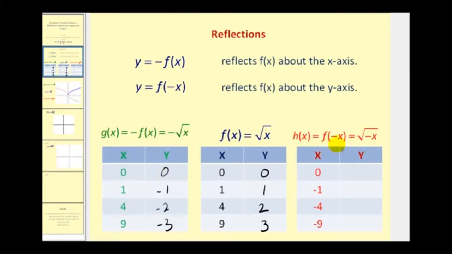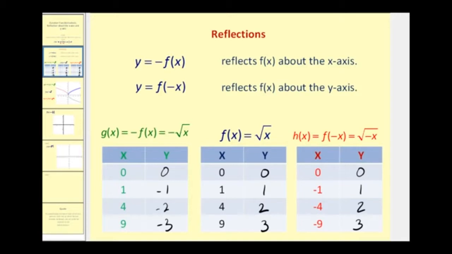Now if we let h of x equals f of negative x, this would equal the square root of negative x. Remember, this radicand must be greater than or equal to 0 to take the square root of it. So if we change the sign of the x coordinates, so if we change the sign of our input x, it would make our radicand either positive or 0. So we'd have 0, 1, 2, and 3. So since we changed the sign of the x coordinates, it would reflect it across the y-axis.